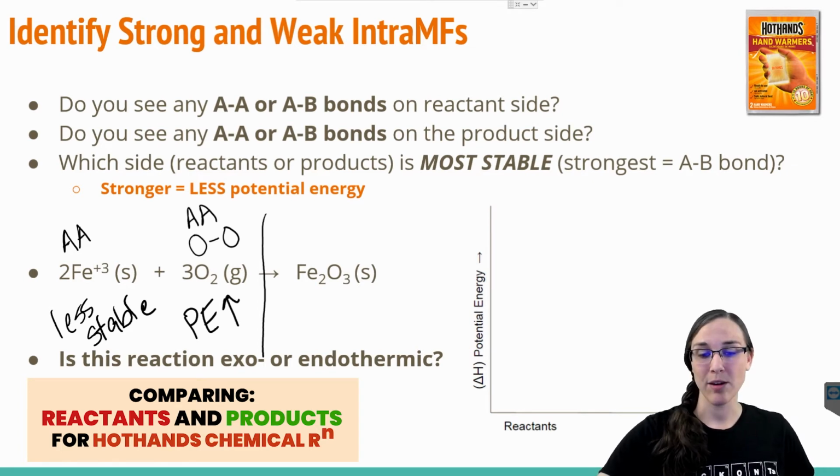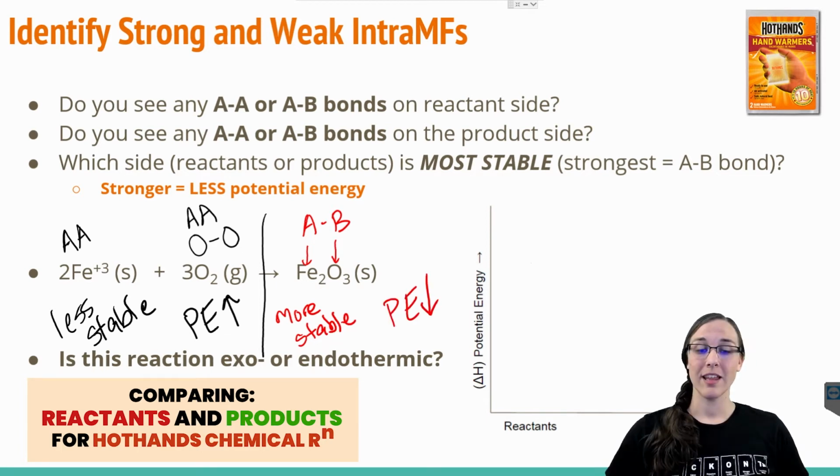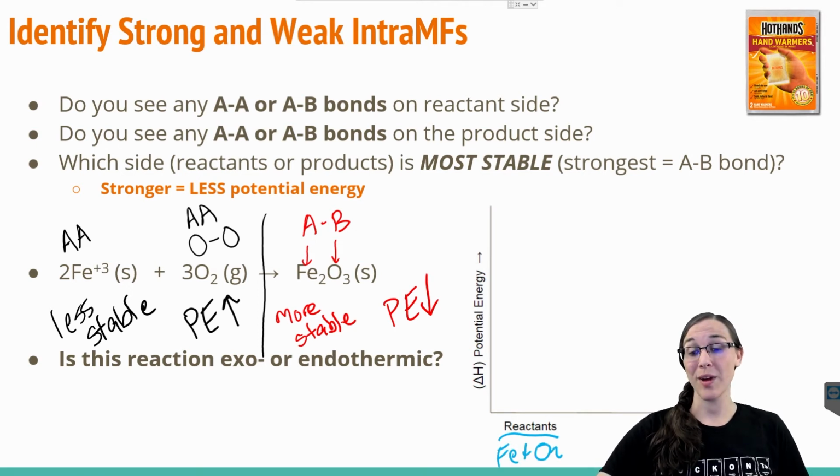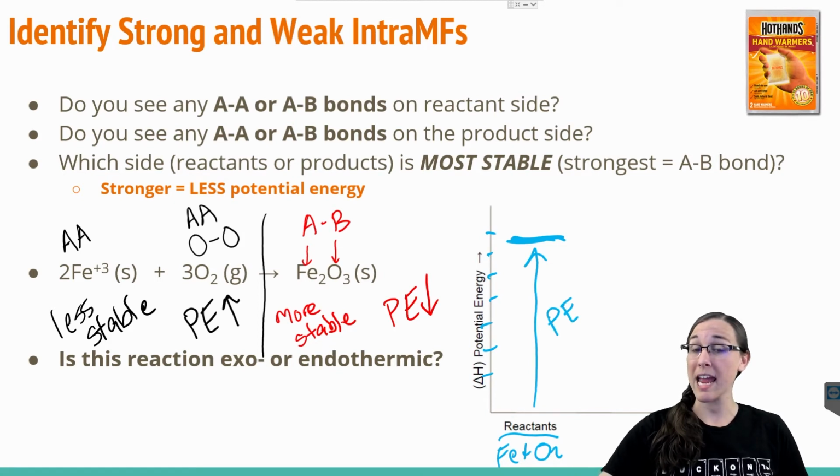Now, if we look at the product side, we see that there's an iron bonded to an oxygen. Those are two different atoms, so this represents AB bonding. Anytime we have AB bonds, we know that those are more stable because they are stronger bonds, which means that they have less potential energy. Now, if we draw this on our enthalpy plot, i.e. our potential energy diagram, we would say that the reactants, the iron plus the oxygen, would have greater potential energy than the products. So let's just draw a line up high to represent a greater potential energy. And the products we know are AB bonding, which are stronger bonds, which are more stable, therefore have lower potential energy. We would draw a line lower than our reactants, representing a smaller potential energy.